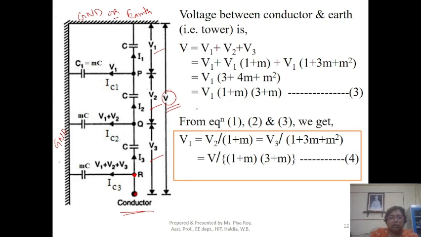Also equation 3 can be expressed as V1 equal to V divided by (1 plus m) into (3 plus m). Now from each expression we can write the expression of V1. V1 with V2, what is the relation? V1 equal to V2 divided by (1 plus m), equal to V3 divided by (1 plus 3m plus m square), and by expression 3, equal to V divided by (1 plus m) into (3 plus m). So this is equation 4, the most important relation.